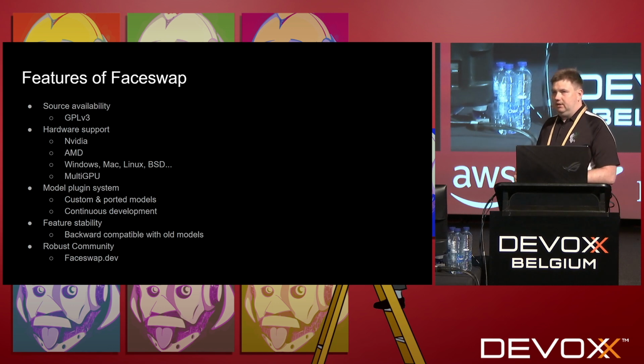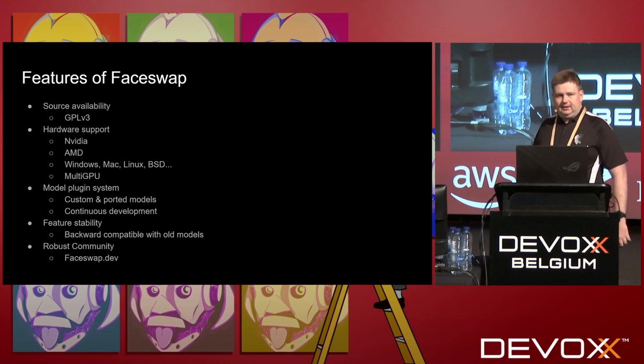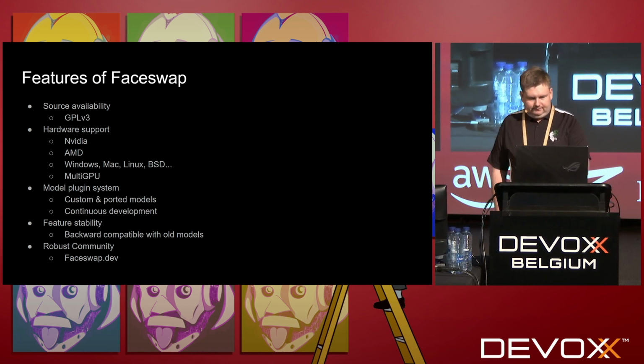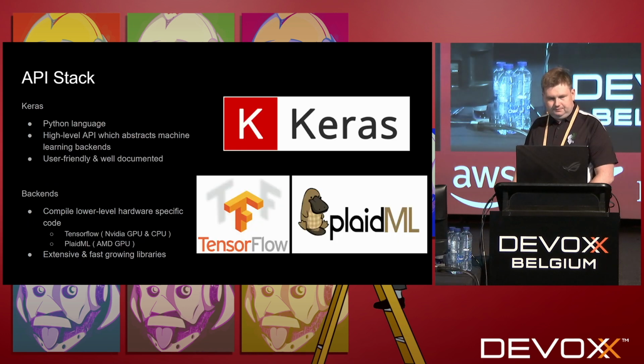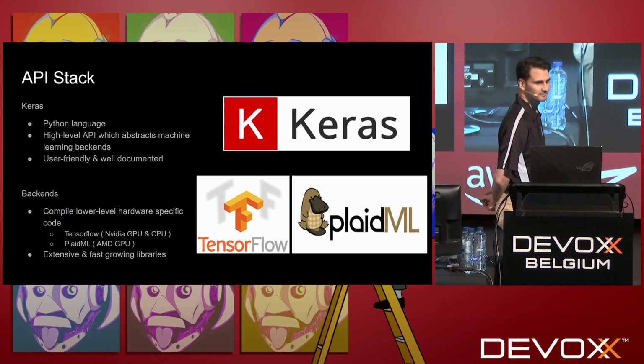Also, our features are very well tested. We have a large number of users, and we work very hard to do that. And that goes into the last point, which is the robust community. We have a website, faceswap.dev, where we have a forum. We have a large number of developers and users who are all very active in maintaining support and keeping things going and easy to use. And I'm going to hand it over to Kyle here, and he'll talk a little bit about our stack and how we actually do what we do.